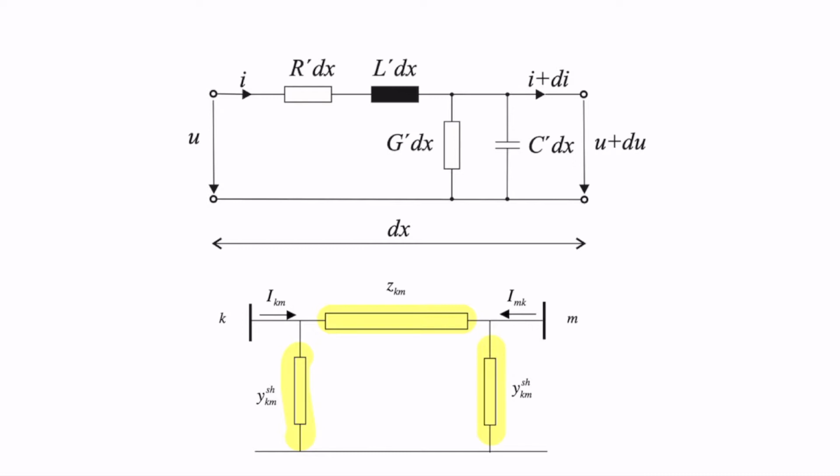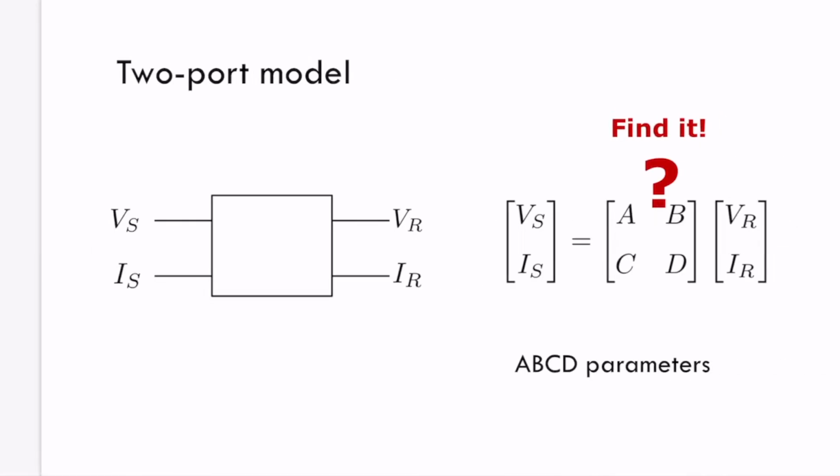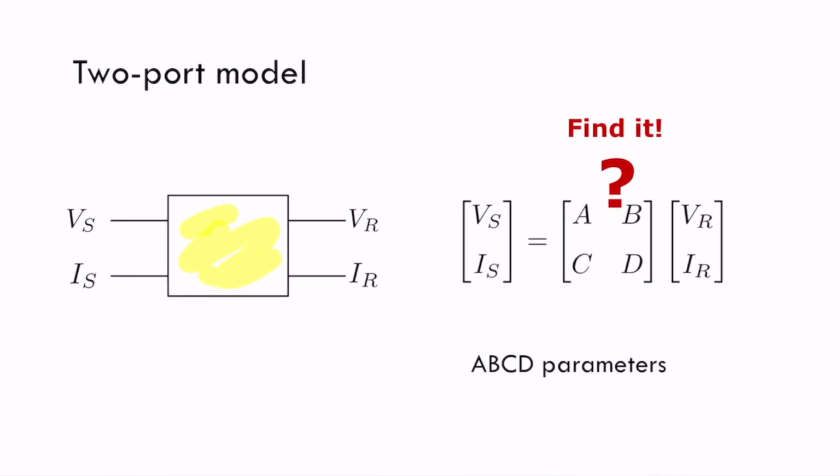I'm more interested in the relationship between voltage and current on one side of the line with regard to the other side. So let's assume we have this two-port model. Inside there is a line. It could be anything else, but we are going to use this for modeling the line. And then there is some input voltage and some input current. I use S as a source, assuming this is a source. And then I have a receiving terminal, where again I can measure voltage and current.